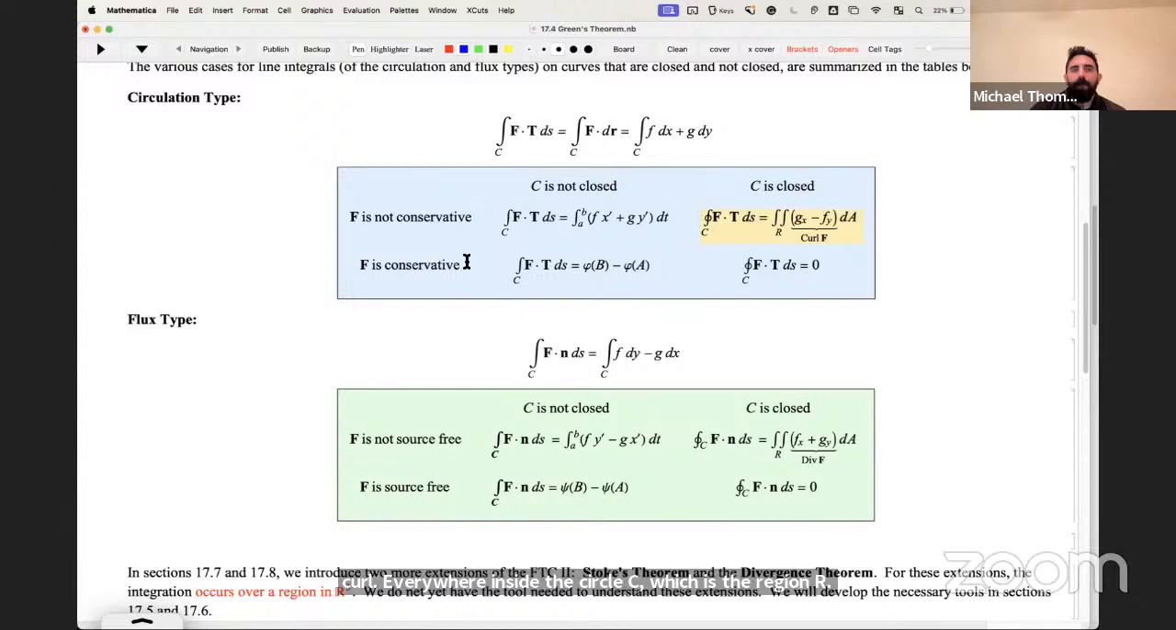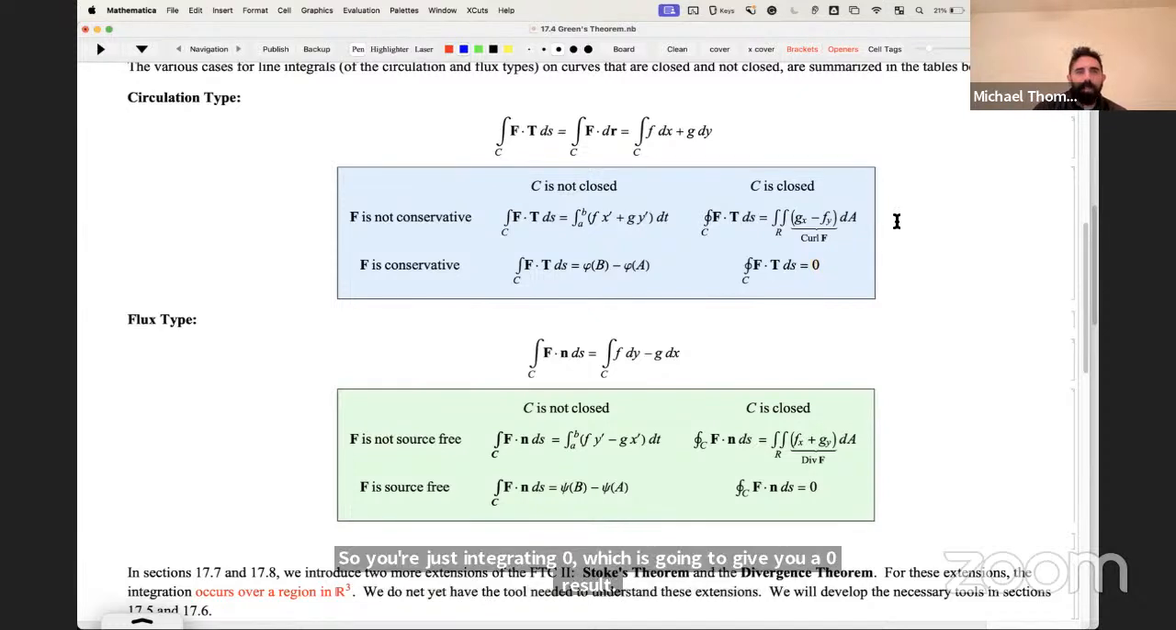Now, on the flip side, these are the nice vector fields. Let's say F is conservative. Well, if F is conservative, you don't need to evaluate directly. You can just evaluate at the endpoints. And if C is also closed, there's really no point to do any work here, because by Green's theorem, when you integrate the curl over that region R, the curl in a conservative vector field is 0. So you're just integrating 0, which is just going to give you a 0 result.